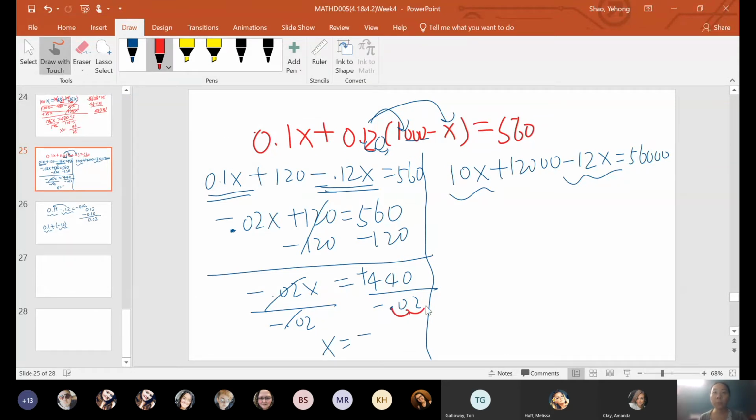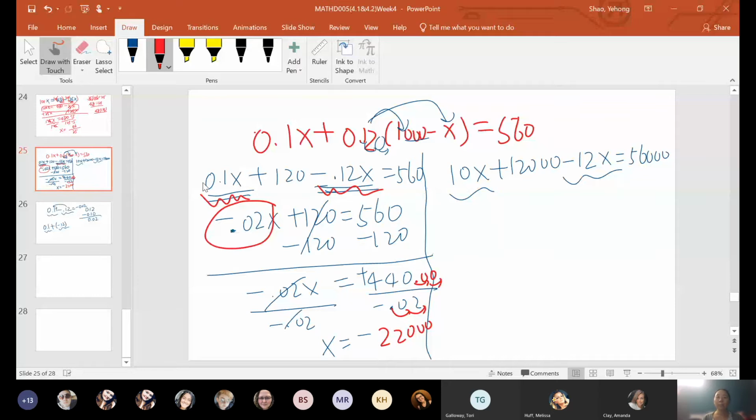Move the decimal point to the right 2 times. So you get 44,000 divided by 2, which gives us 22,000. Okay, 22,000 as our answer. I guess the tricky part is right here. How do we subtract 0.12 from 0.1? You end up with a negative 0.02.